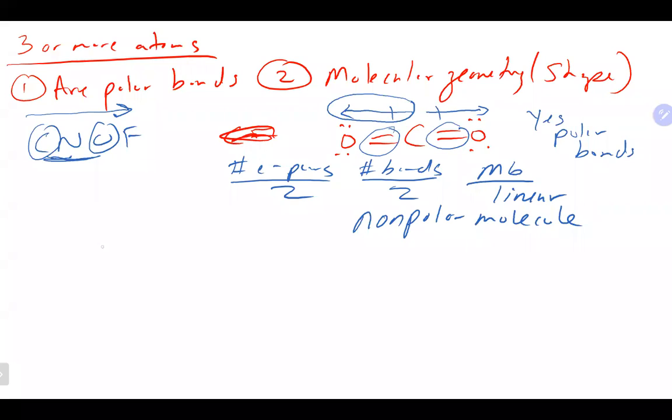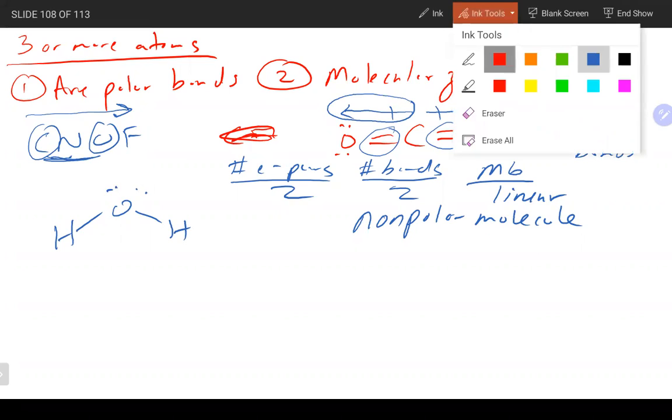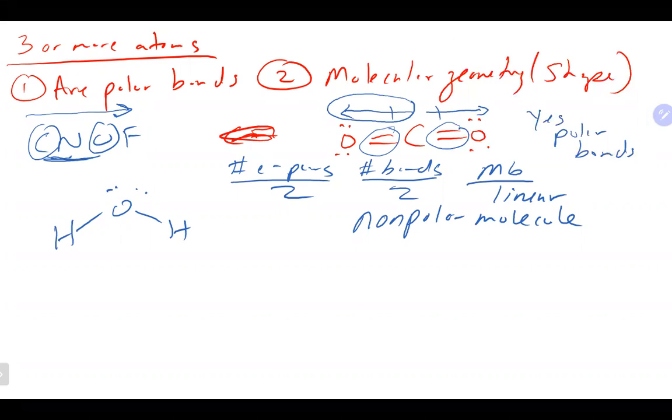So let's take a look at water. Between hydrogen and oxygen, is that a polar bond? Yes, it is a polar bond. So between hydrogen and oxygen, it is a polar bond, with oxygen being more electronegative. So we will have our guy going towards the oxygen.